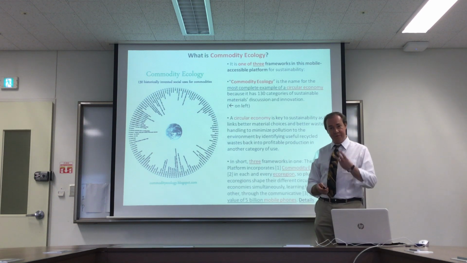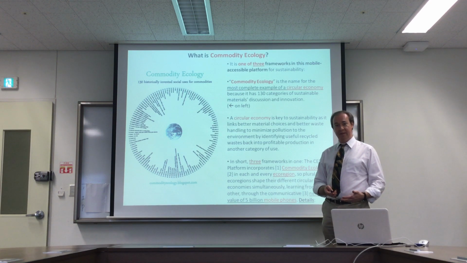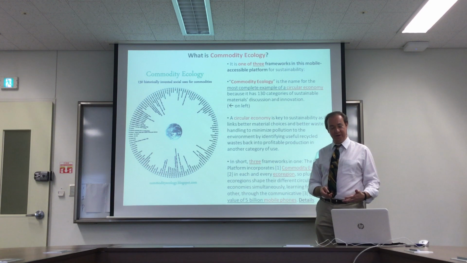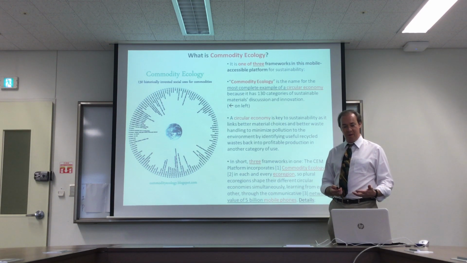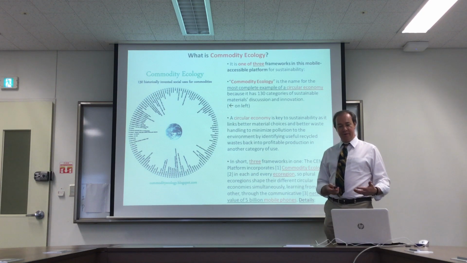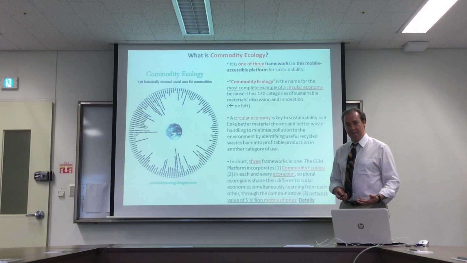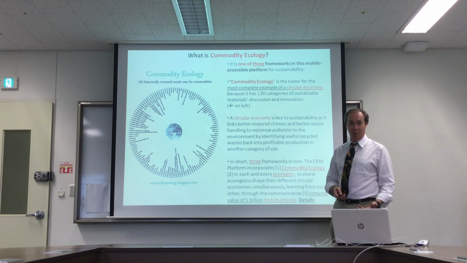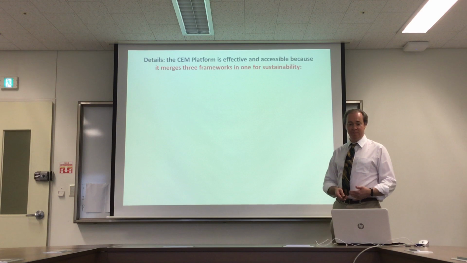In short, there's three frameworks in one in this platform. One, the CEM Platform incorporates this commodity ecology. Two, in each and every ecoregion. So plural ecoregions simultaneously around the world can affect and create different circular economies simultaneously as they learn from each other. And three, through the communicative power of the network value of 5 billion mobile phones in the world at present. And there's some details about each of these three levels next.